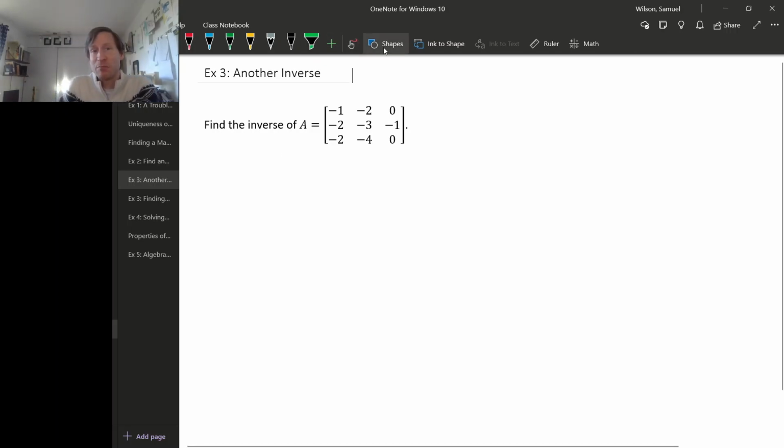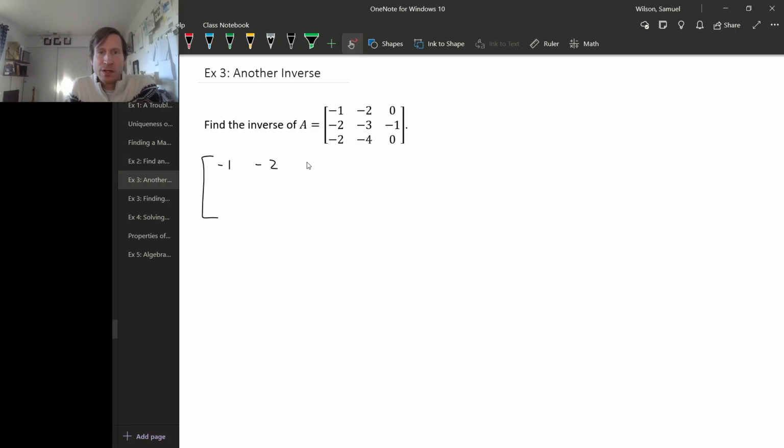Let's look at another example of finding the inverse of a matrix. So let's find the inverse of this matrix A. We know we need to take our matrix and augment with the identity matrix. So 1, 0, 0, 0, 1, 0, 0, 0, 1, and then just start row reducing.